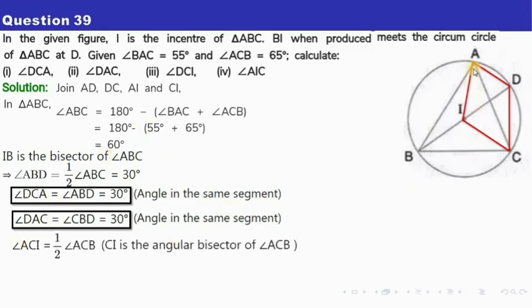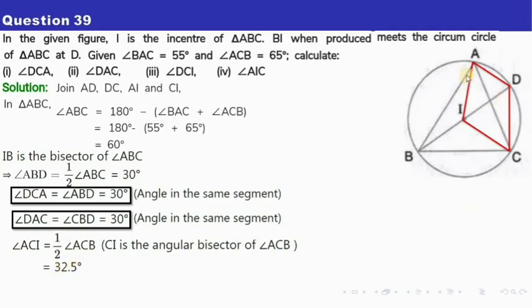All right, now we know that AI is also a bisector, CI is also a bisector, as I said in the beginning itself. So similarly ACI can be written as half of ACB, because CI is the bisector of ACB. And how much is ACB? ACB is equal to 65. So what is half of 65? Half of 65 is 32.5 degrees.